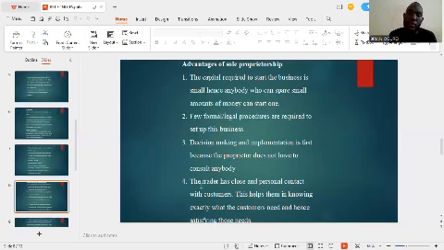The fourth advantage is that the trader has close and personal contact with customers. And the importance of this is that it helps them in knowing exactly what the customers need and hence satisfy the needs.